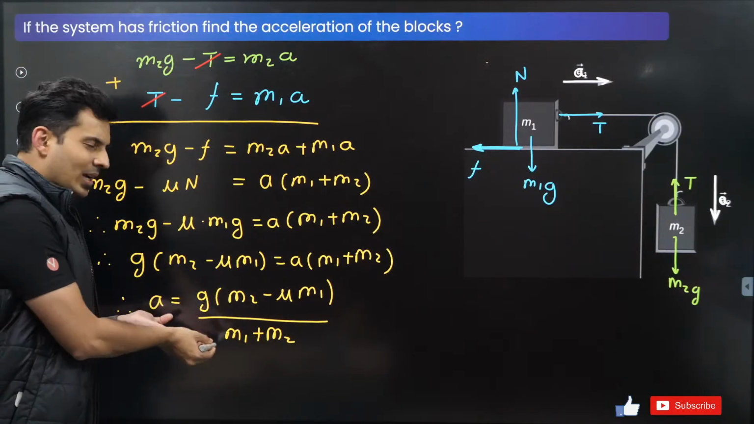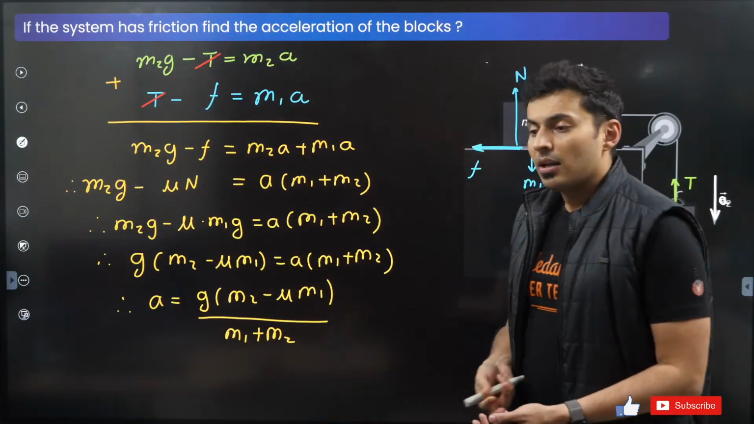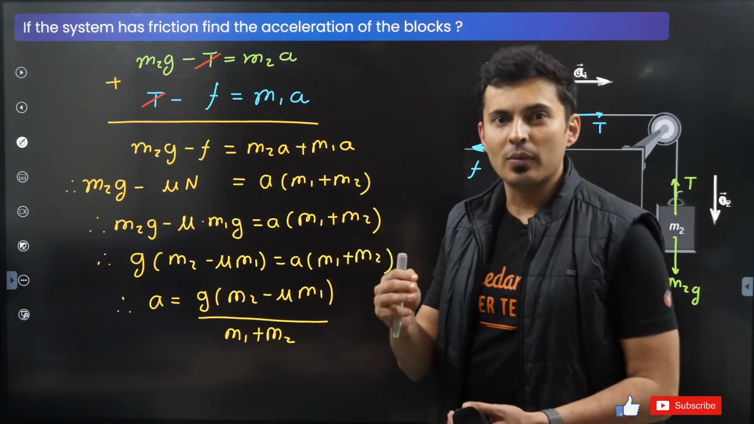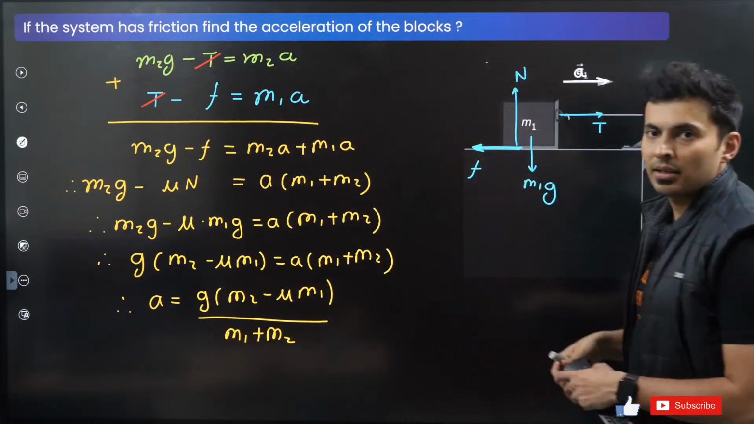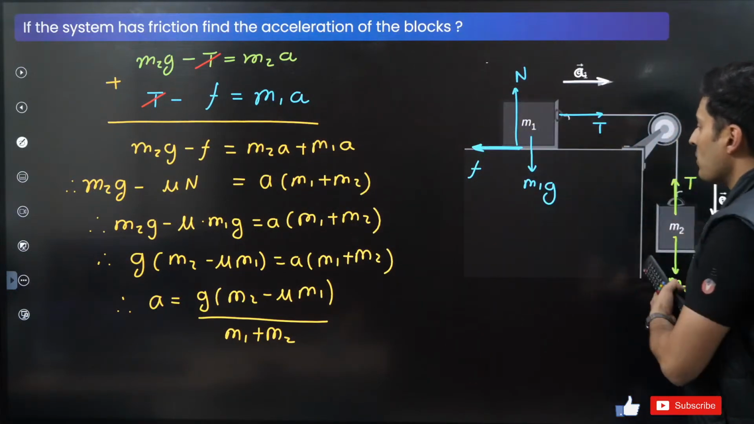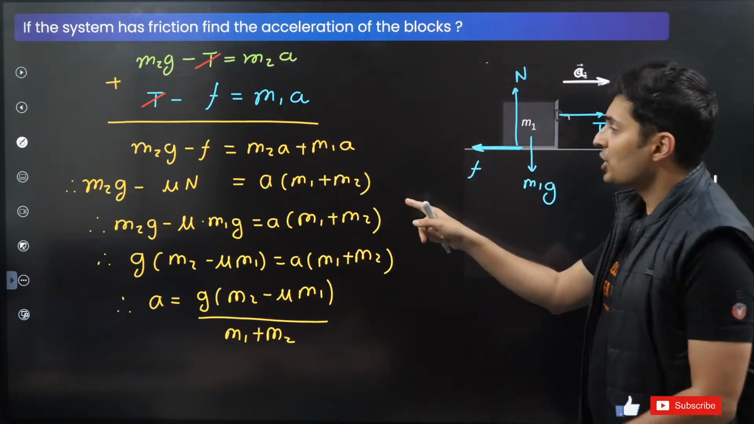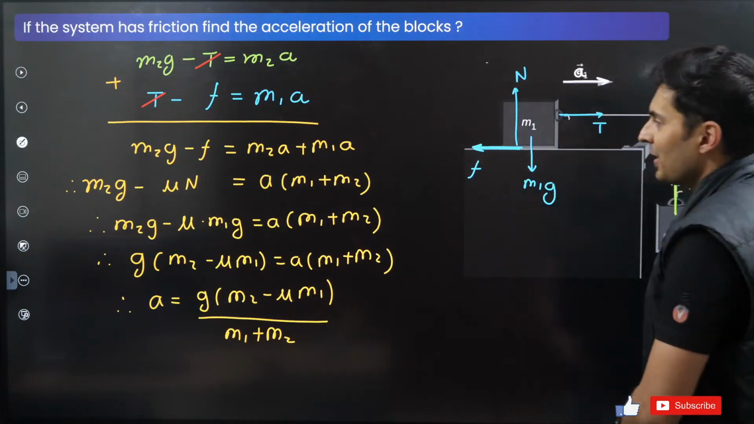If values are given, you can put it and you will get the answer. Don't have to learn by heart, but these are just the natural steps. You cannot memorize these steps. It has to come with the flow. It has to come naturally. Don't try to remember anything. It's just drawing the free body diagram and then understanding, okay, I have to write the equation here, friction is mu N, substitute and solve. That's all. Great. So that's the answer.